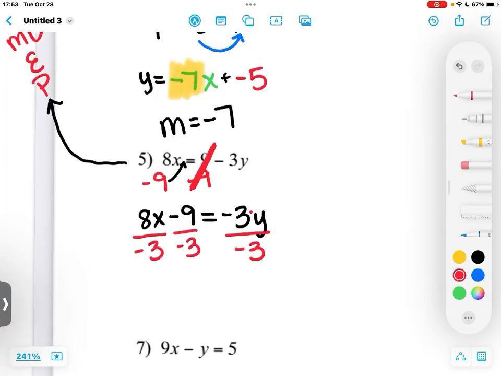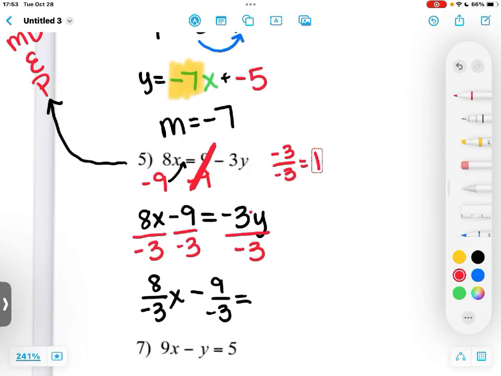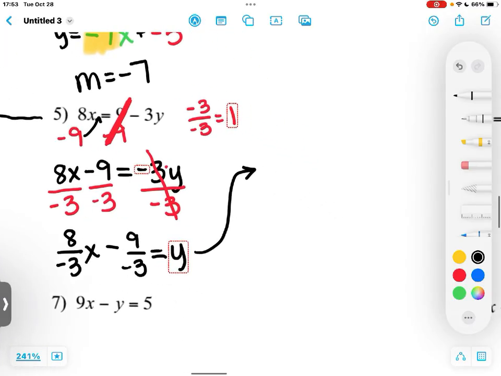So we got a couple things happening. This is going to be 8 over negative 3x minus 9 over negative 3 equals, notice what's happening here, a negative 3 divided by a negative 3. Well, negative 3 divided by a negative 3, that's just 1. These will cancel, leaving you with just the y. I am going to rewrite this and simplify where I need to. I'm going to put my y first because I like it in my y equals mx plus b form.